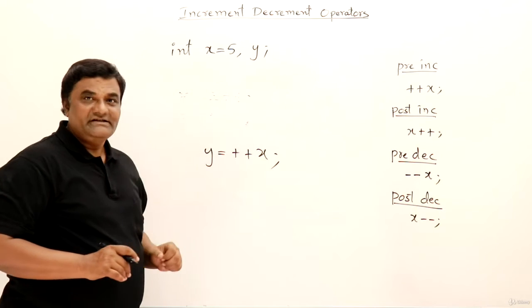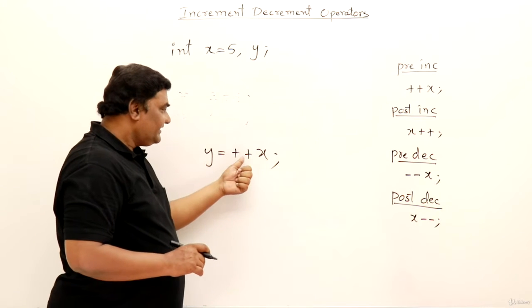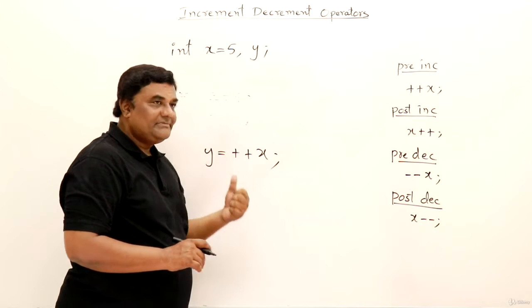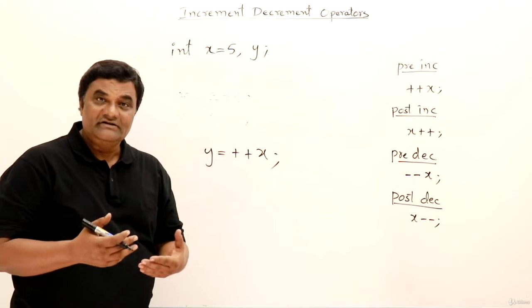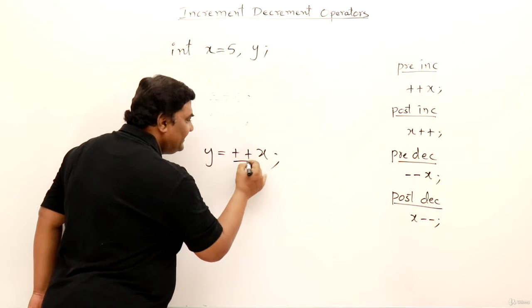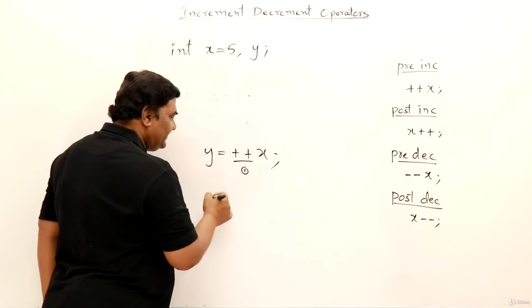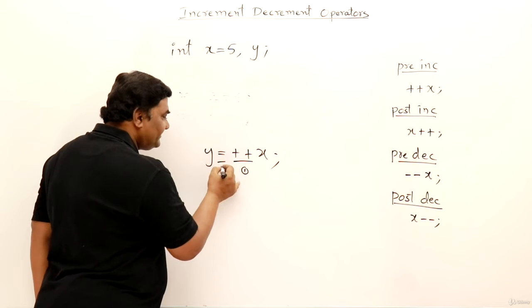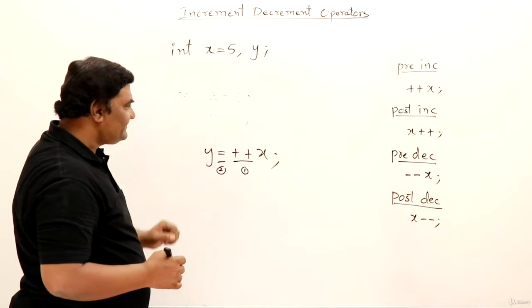There are two operations here. One is increment, the other one is assignment. So which has to be done first? First the increment has to be done, this operation. Then second, this operation has to be done. So first the increment is done.